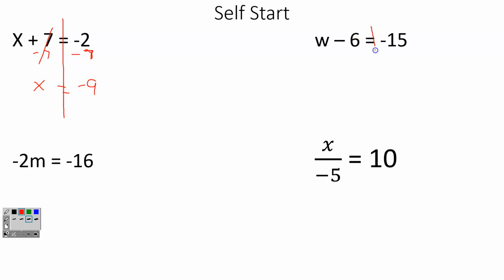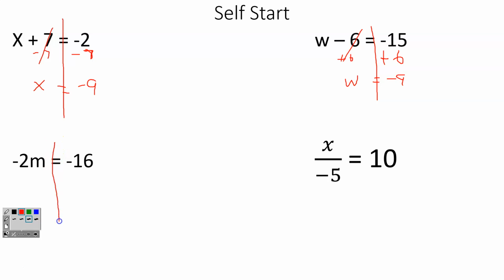Over here, draw my fence. The inverse operation of subtracting 6 would be to add 6. And I'm left with w equals, now a negative 15 plus 6 is going to give me a negative 9. So it's the same answer as the first one.